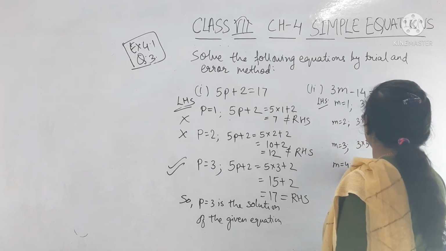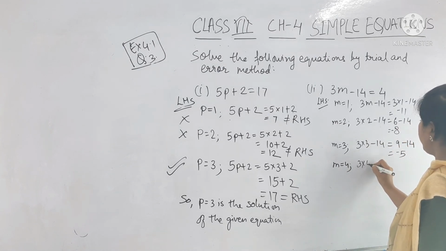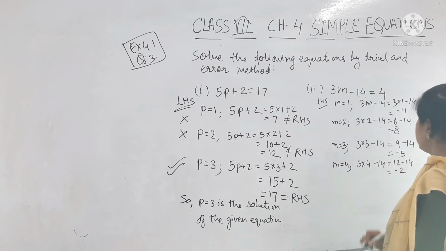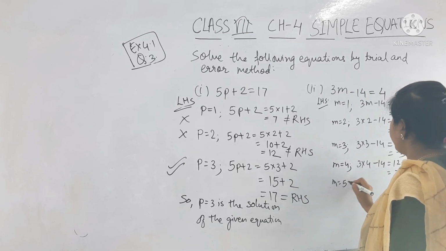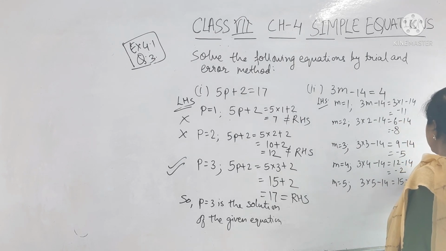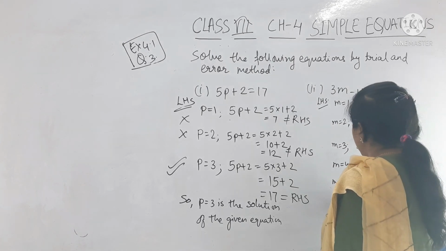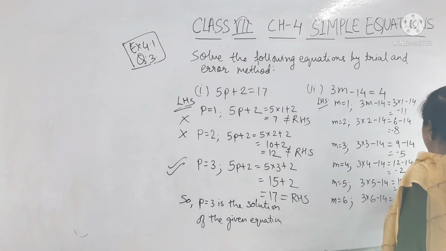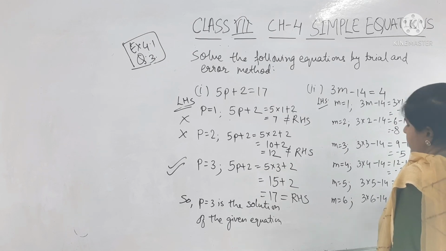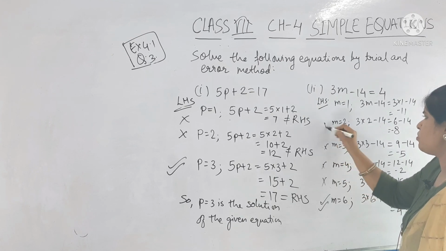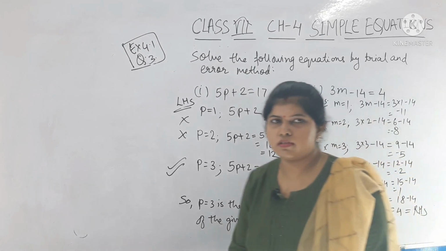m equal to 4. 3 into 4 minus 14. 3 4s are 12 minus 14, that is equal to minus 2. m equal to 5. 3 into 5 minus 14, that is 15 minus 14, that is equal to 1. m equal to 6. 3 into 6 minus 14 equal to 18 minus 14, that is equal to 4, that is equal to right hand side. So this is the solution. m equal to 6 is the solution. This will not be the solution. Like this you have to solve this one.